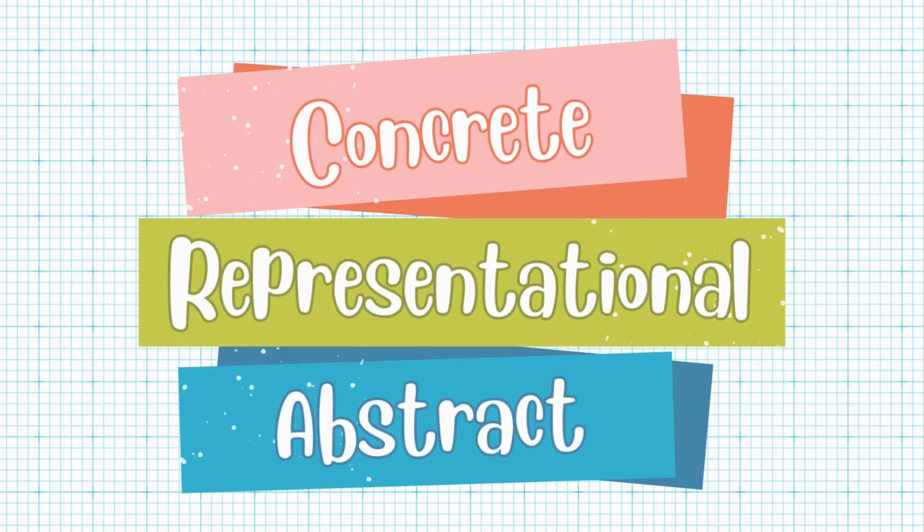This concludes the explanation of the concrete and representational stages of the CRA progression to help students understand how to distinguish between attributes that define and do not define a 2D shape.